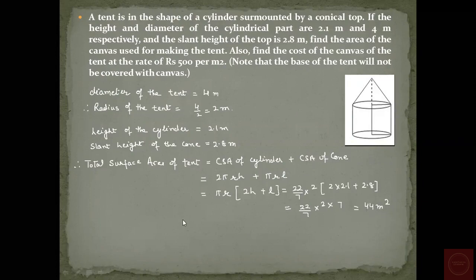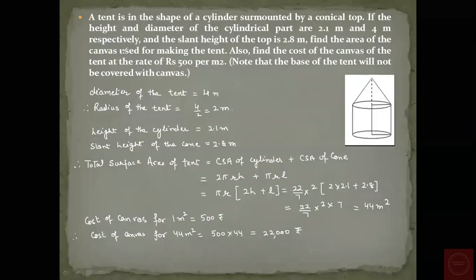So now we have to find the total cost. Now you can see here the cost of canvas for 1 meter square is 500 rupees. So that is given to us, right? So we have to find for 44 meters square. So we just multiply this 500 with 44. After multiplying we are getting 22,000 rupees. So total cost of this tent is 22,000 rupees. So that's all about this question.